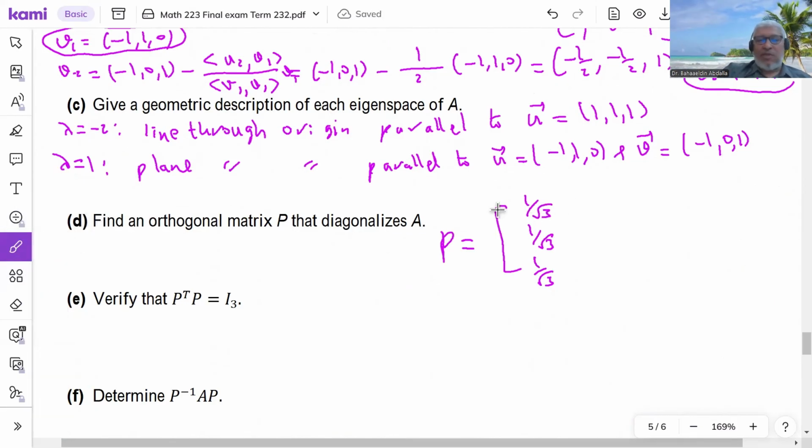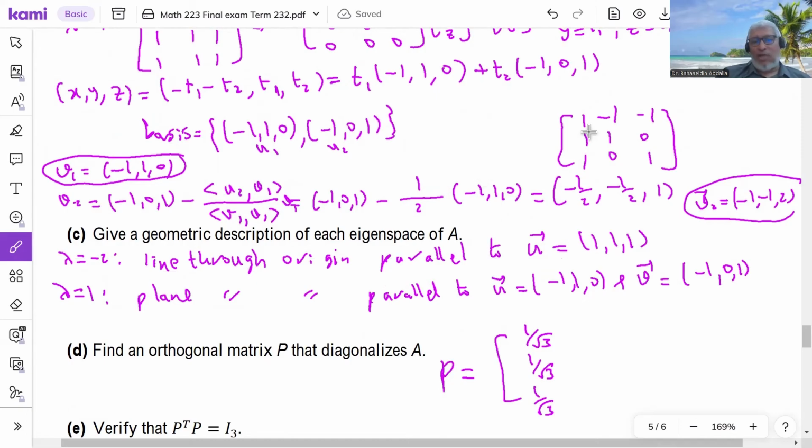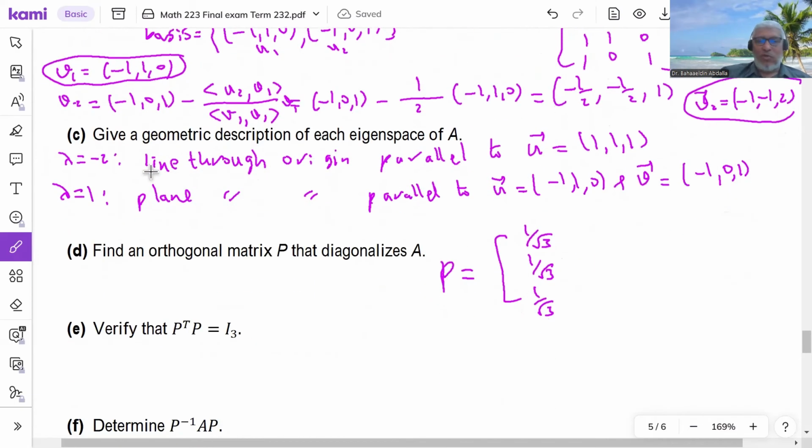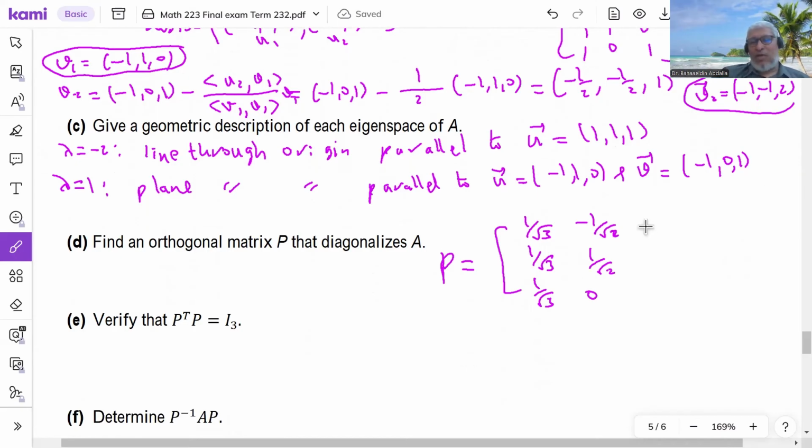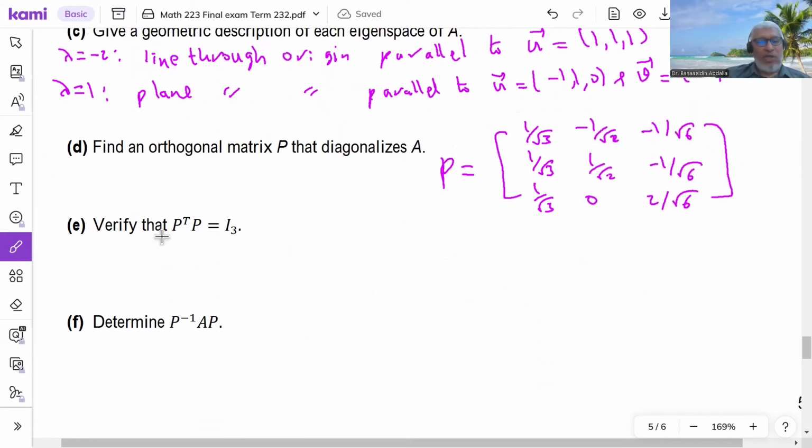Now, the second vector, which is -1, 1, and 0. The length is the square root of 1 plus 1, square root of 2. So I'll have -1 over square root of 2, I divide the vector by its length, and here 0. And the last vector is this one. The length is the square root of 1 plus 1 plus 4, that's 6. So I'll have -1 over square root of 6, -1 over square root of 6, and 2 over square root of 6. Now verify that P transpose times P is I3.